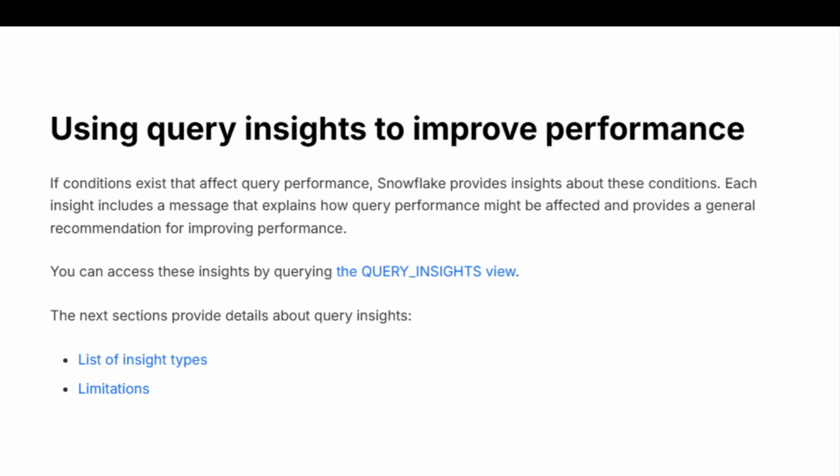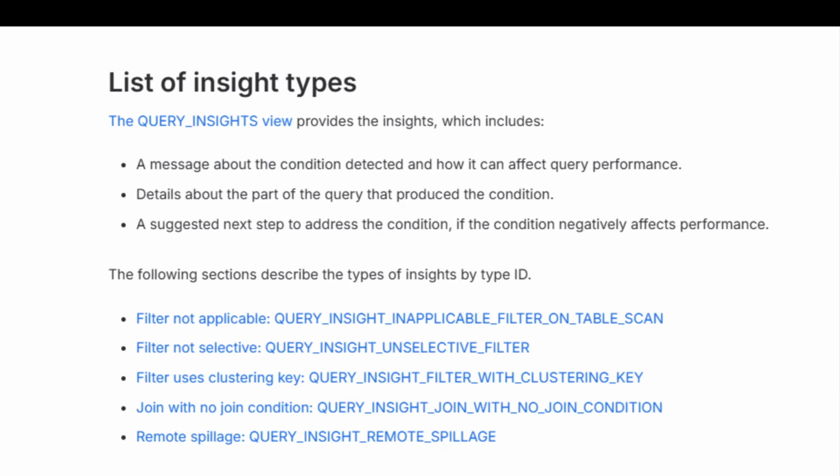So this slide is all about query insights, and there are different categories of insights also. If you see over here, things like filter not applicable, things like filter not selective, things like if I am writing a query based on two tables without even specifying a join condition, without even giving columns based on which I want to join the two tables. That is exactly where the query insight metadata object is going to help.